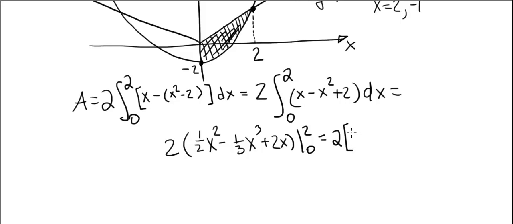1/2 times 4 is 2. 1/3 times 8, that would be minus 8/3. 2 times 2 is positive 4. 4 and 2 is 6. That's 18/3 minus 8/3. That's 10/3. 10/3 times 2 gives us the final answer of 20/3 square units.